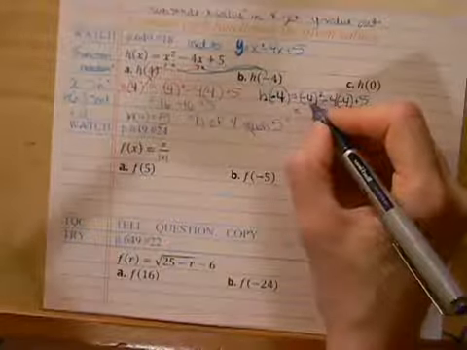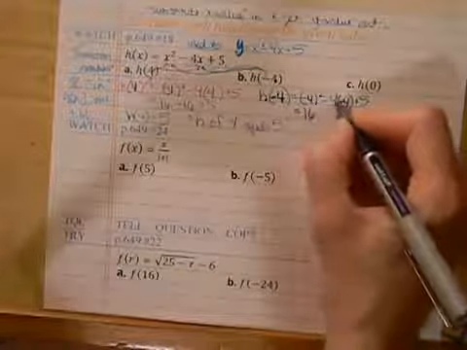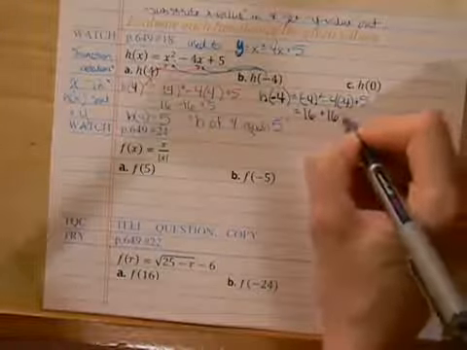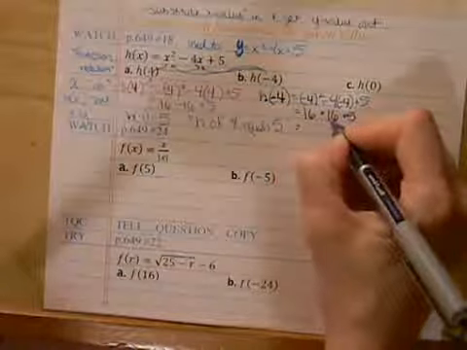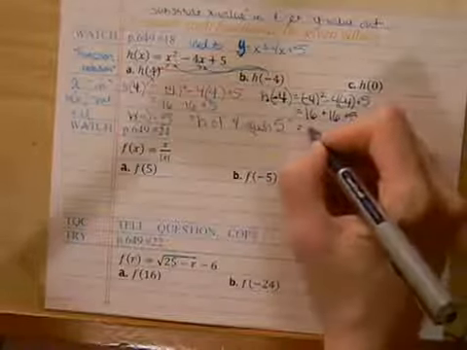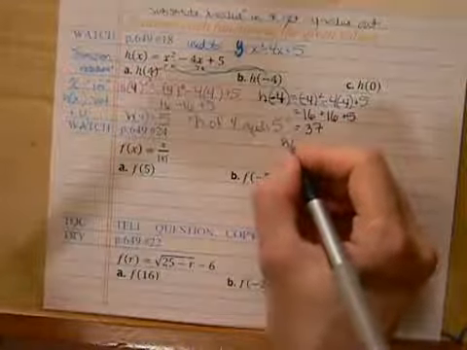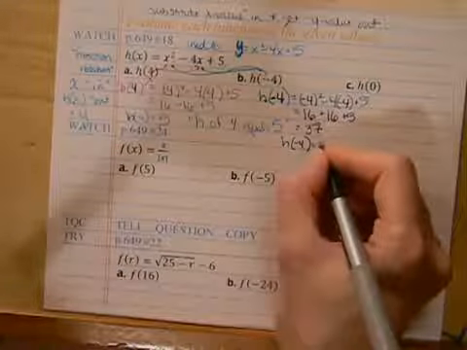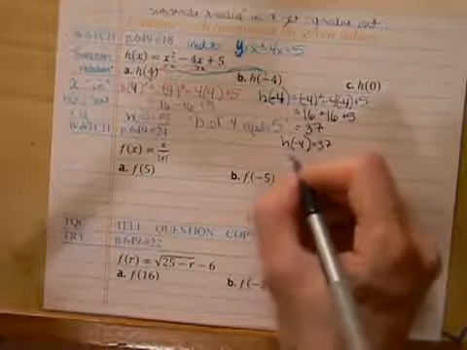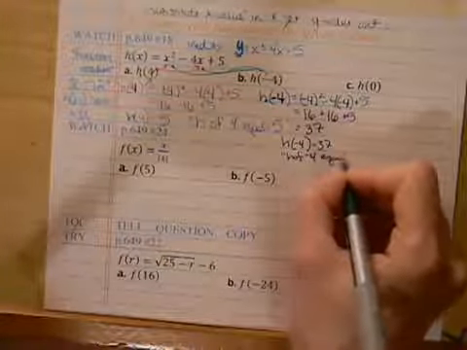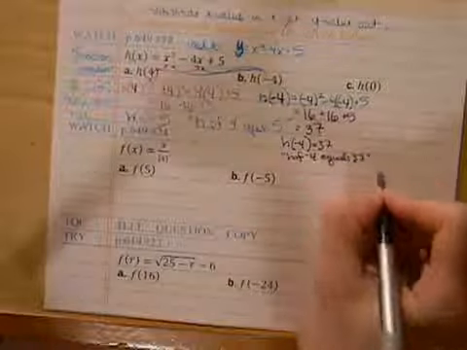Well, negative 4 squared is a positive 16. Negative 4 times negative 4 is a positive 16. And then you've got the plus 5. 16 and 16 is 32. 32 plus 5 is 37. So h of negative 4 equals 37. And the way you'd say that is h of negative 4 equals positive 37.